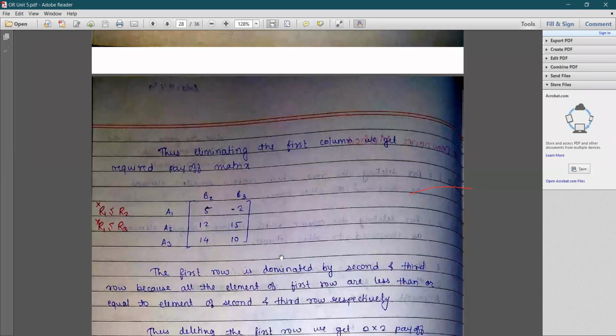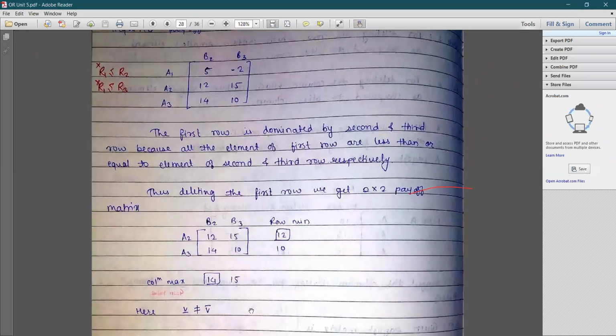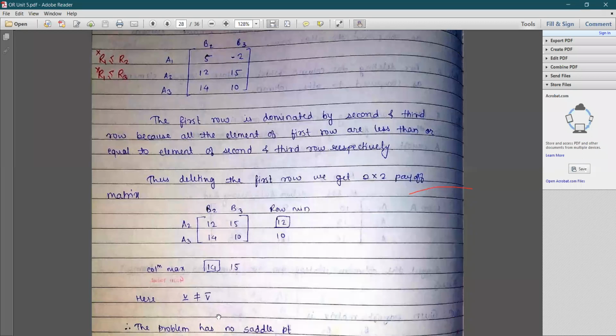So here first row is dominated by second and third row because all the elements of first row are less than or equal to the elements of second and third row respectively, and thus deleting the first row we get the 2 by 2 payoff matrix, that is A2, A3 and B2, B3, 2 columns and 2 rows. Then the payoff matrix is 12, 15, 14, 10. This is the 2 by 2 payoff matrix.